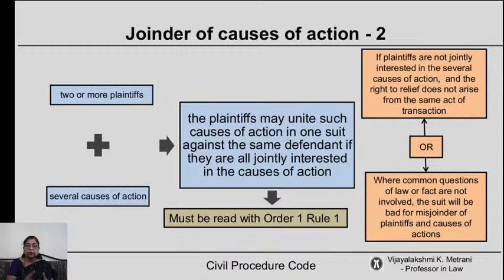Then they can join several causes of action in one suit against the same defendant if they are all jointly interested in the cause of action. The condition is that they must be jointly interested. If plaintiffs are not jointly interested in the several causes of action and the right to relief does not arise from the same act or transaction, or where common questions of law or fact are not involved, suppose Order 1 is not satisfied, the plaintiffs are not jointly interested.